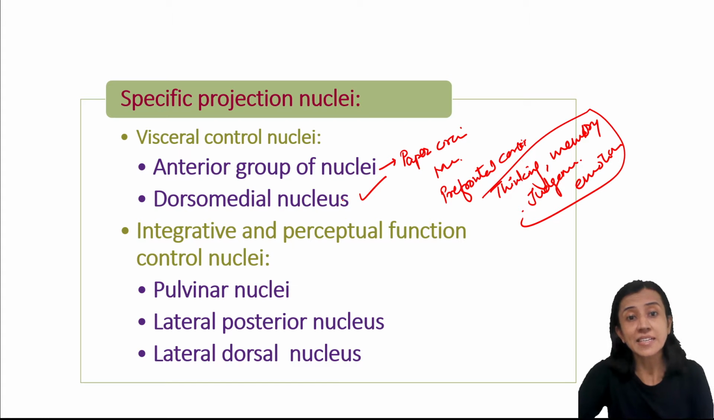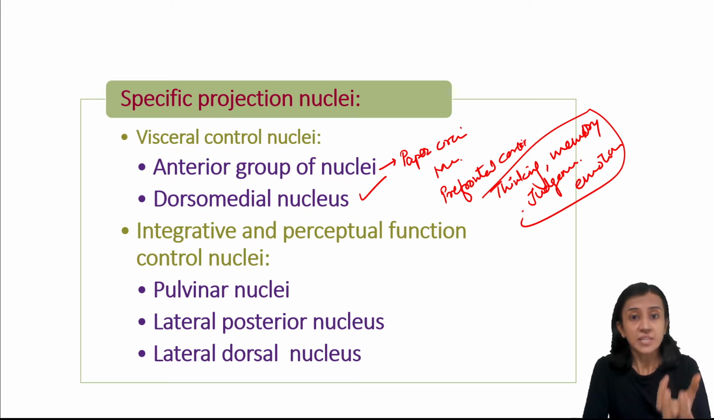Then the integrative and perceptual function control nuclei. There, one is the pulvinar. Pulvinar receives fibers from the superior and inferior colliculi, and its efferent fibers, which I will discuss, are given to various lobes.